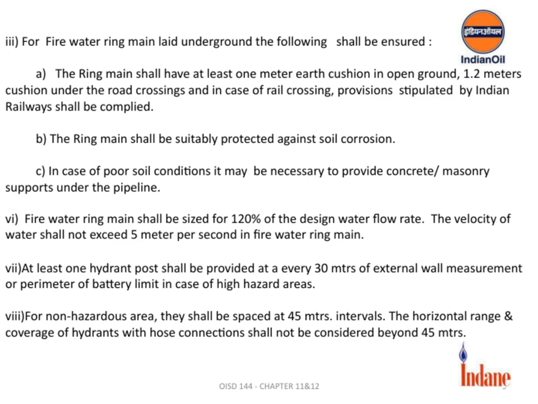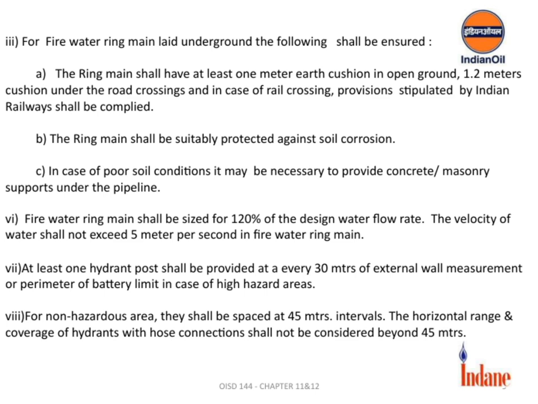Moving on to the fire water ring main, it must be sized to handle 120% of the design water flow rate. This additional capacity ensures reliability during peak demand. Also, the velocity of water within the ring main should not exceed 5 meters per second to prevent excessive pressure and pipe damage. When laying the fire water ring main underground, there are specific provisions to consider.